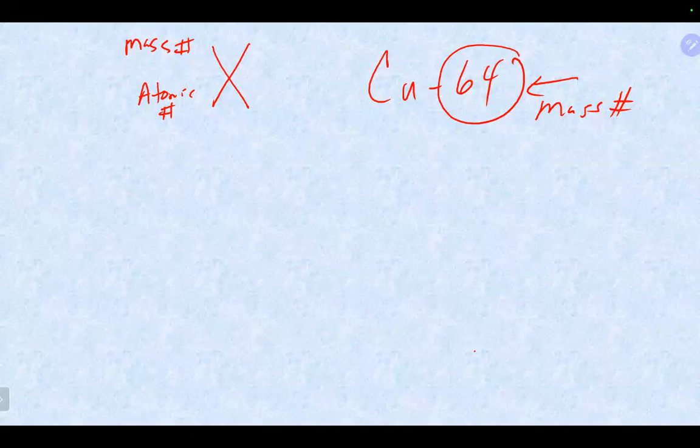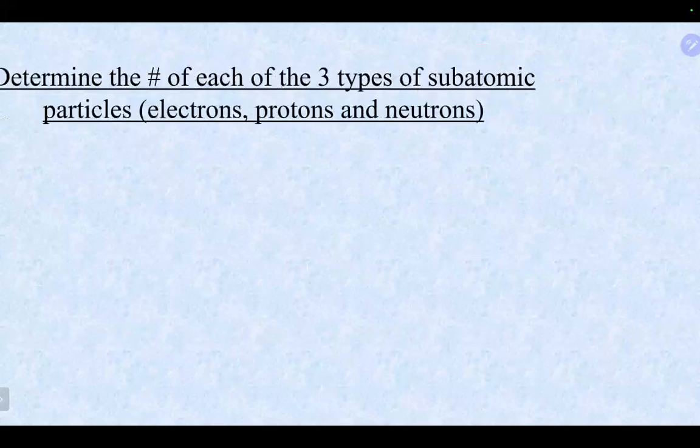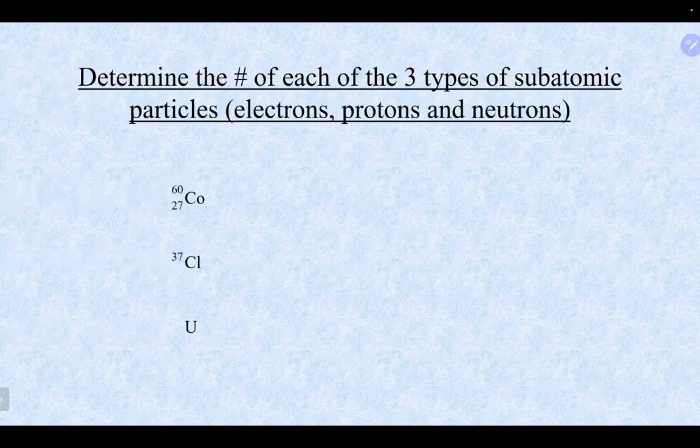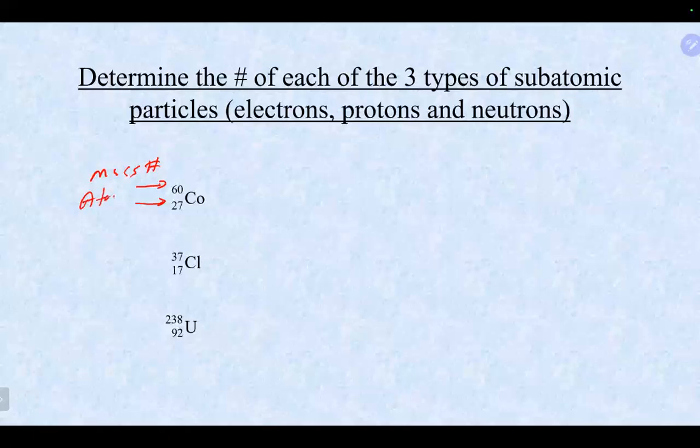Okay, so let us take a look at some here. For each of these, we want to figure out the number of protons, electrons, and neutrons that there are in each of these. So once again, the top number here is our mass number. Bottom number here is our atomic number. And if we look at this, that will tell us once again the atomic number, which is the number of protons here in cobalt.